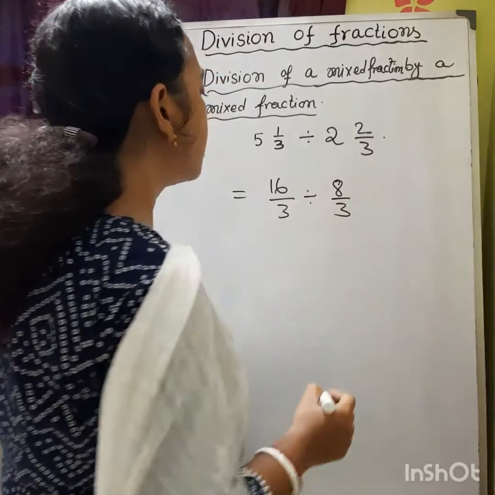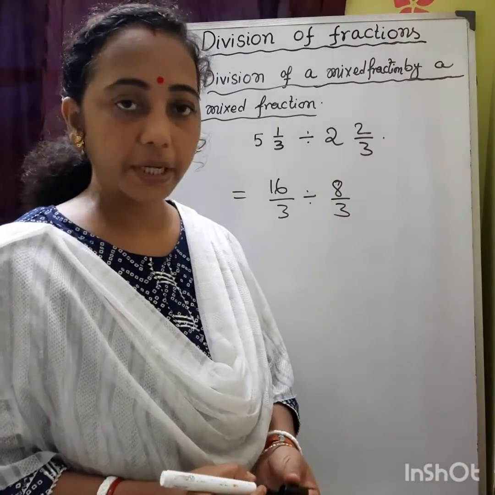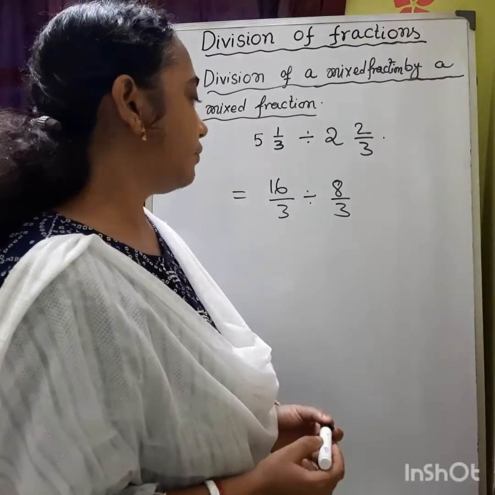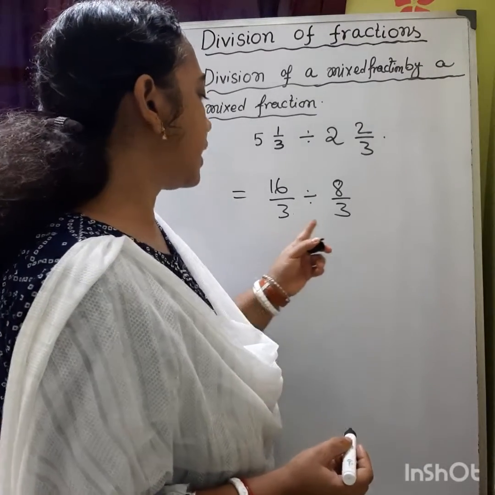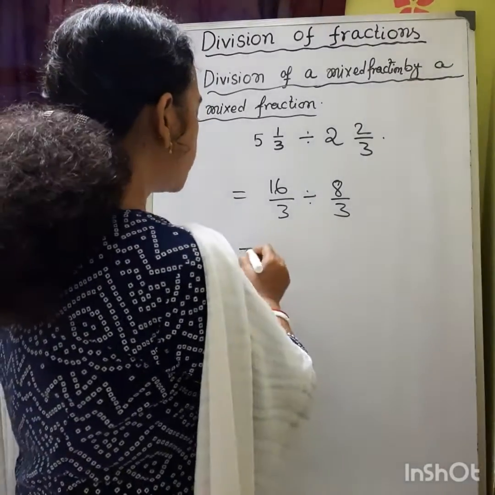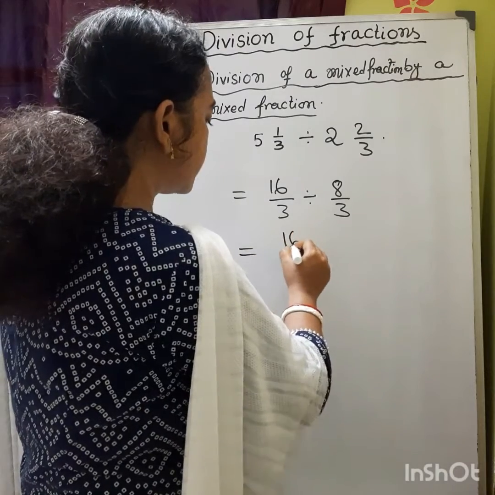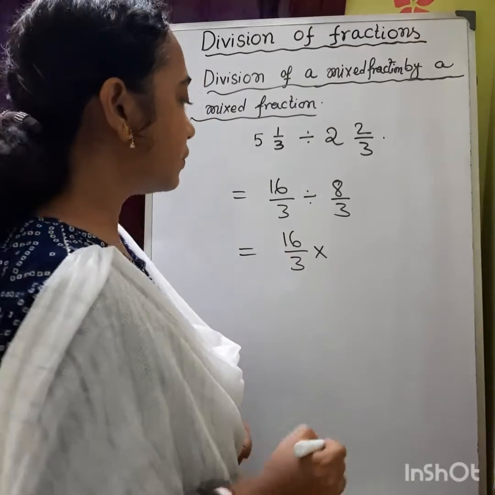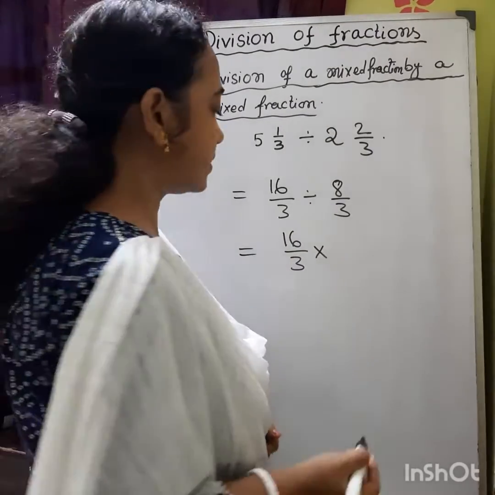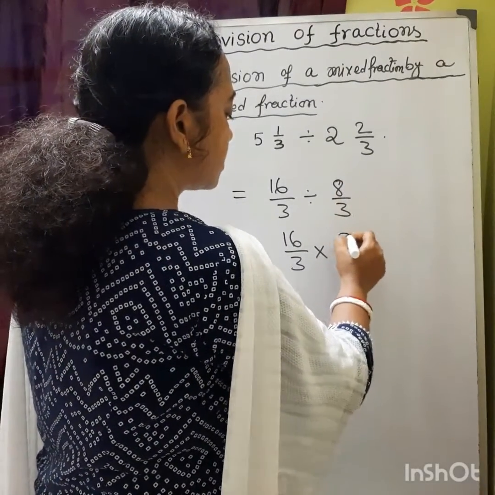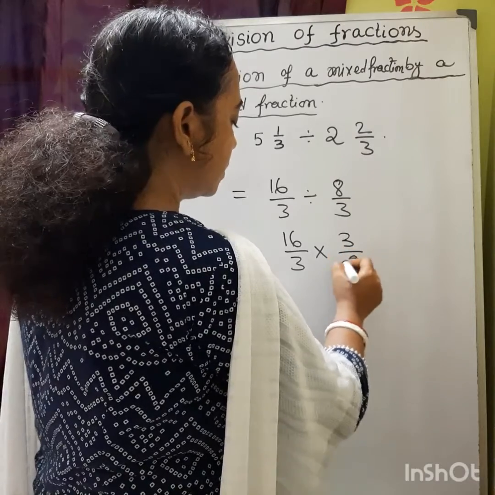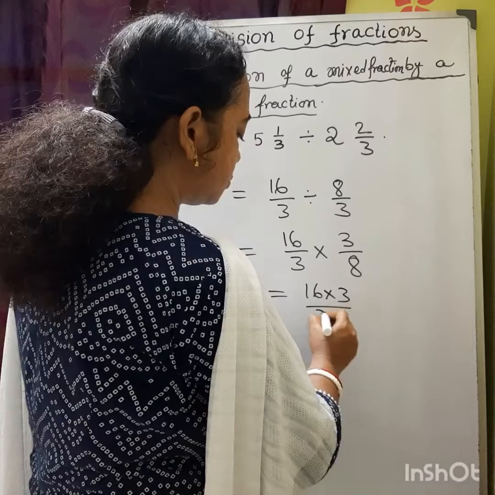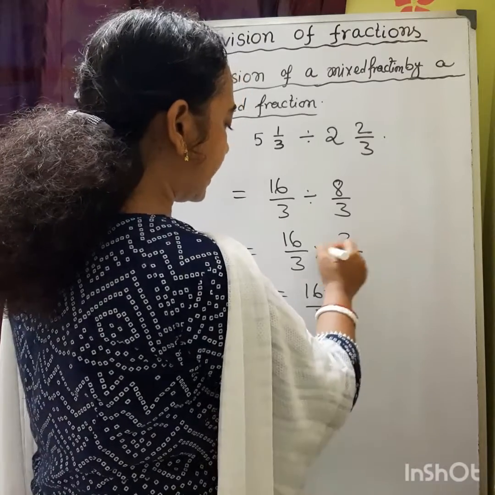So now both mixed fractions are converted to improper fractions. Now we have to divide them. This is the dividend and this is the divisor. First we write the dividend as usual, that is 16 by 3. Then we put the multiplication sign. Then we find the reciprocal of the divisor 8 by 3. Its reciprocal is 3 by 8. So this becomes 16 into 3 by 3 into 8, or simply we can directly cancel here.